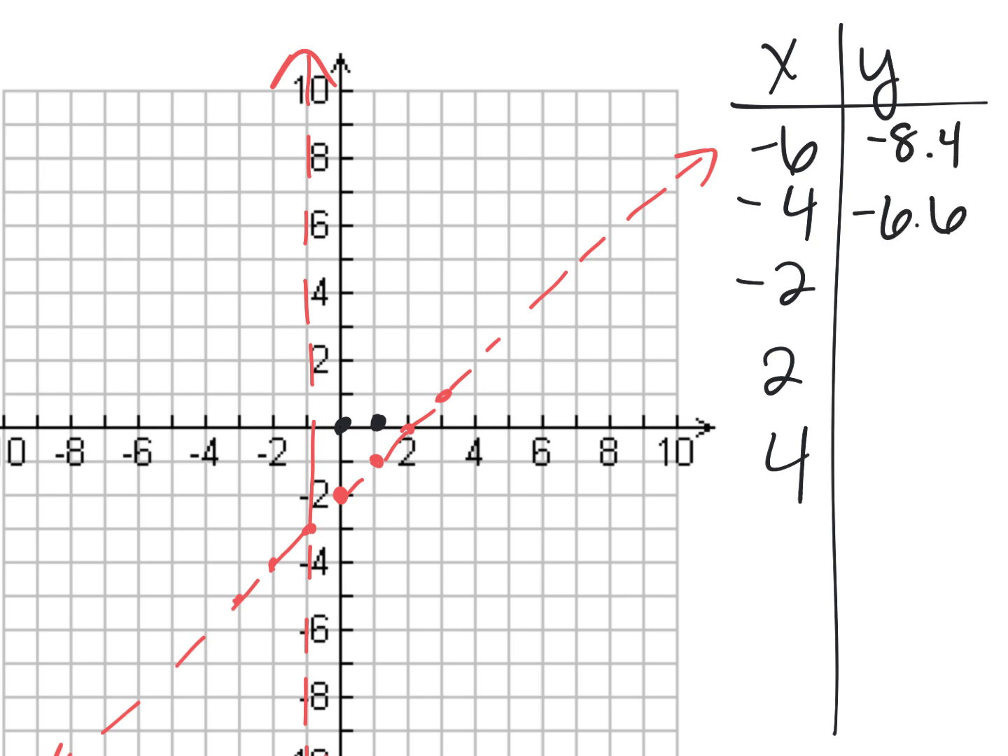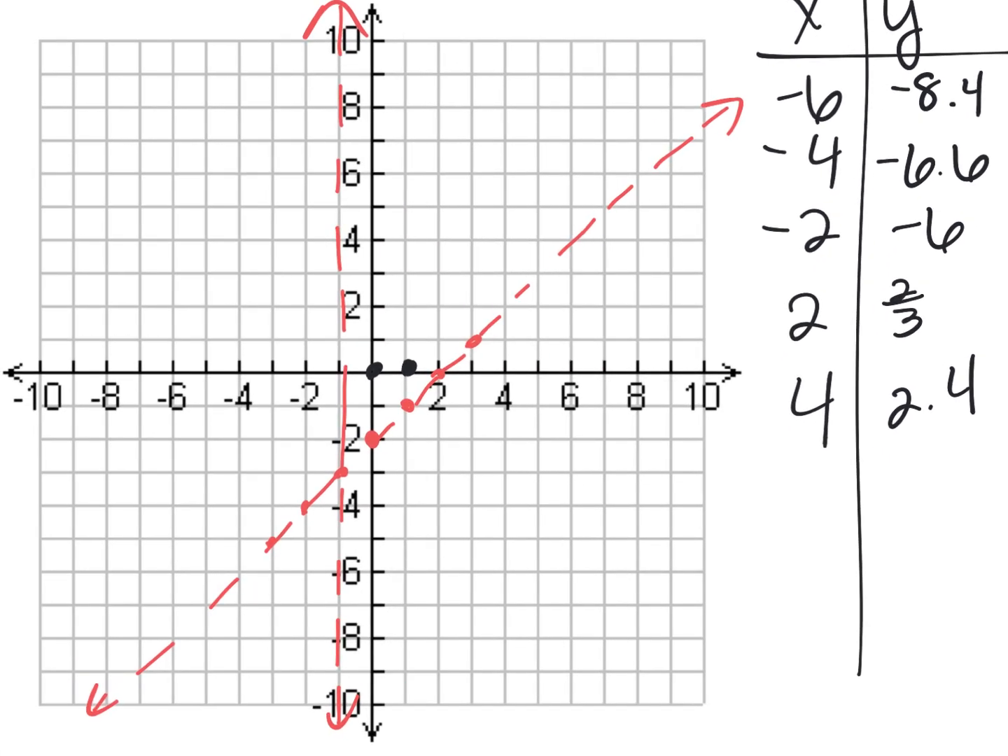-4 is -6.6. -2 is -6. And 2 is 2/3. And 4 is 2.4. And it doesn't matter that I have some in fractions, some are rounded decimals. It doesn't matter because we're sketching it. As long as you're in the ballpark, it's going to work. Okay, so now let's go ahead and plot all this.